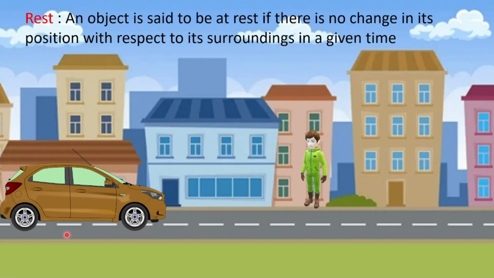So what is the definition of rest? An object is said to be at rest if there is no change in its position with respect to the surroundings in the given time. So the car is at rest. Let us see the next case.